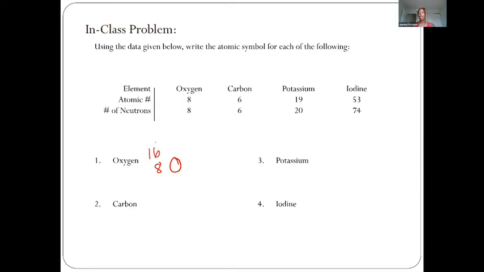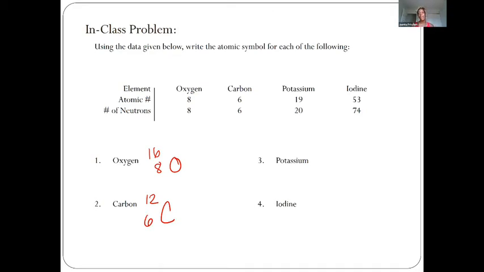Make sure when you're writing chemical symbols, you always write both numbers as whole numbers. The numbers that are displayed will never have any decimal points present. For number 2, carbon, we have carbon. Up top, we would put 6 plus 6, which is 12. On the bottom would just be 6.